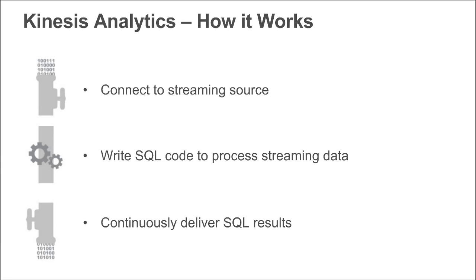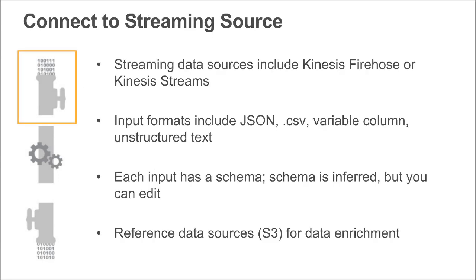The first is our customer will connect to a streaming data source, and it could be Firehose or a stream. The formats we support: JSON, CSV, variable column, unstructured text, and the service will attempt to infer a schema after it's read a few hundred records, and it will interact with the user to name the columns. The user can override the types. They can even tell the service, as part of the ETL process, to drop a column: I don't really care about that for my analytics. And once they have that done, that data is streaming in and being transformed through the service.